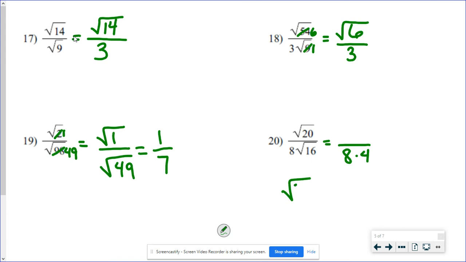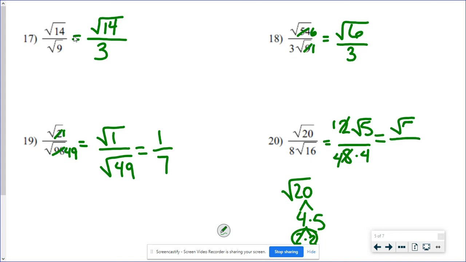Rad 20, I can have a pair of 2s, and I've got that 5, so it's going to be a 2 rad 5. You could multiply and get a 32 in the denominator and then simplify, or I could say, let's divide that by 2, let's divide that by 2. I'm going to get rad 5, 4 times 4 is 16.